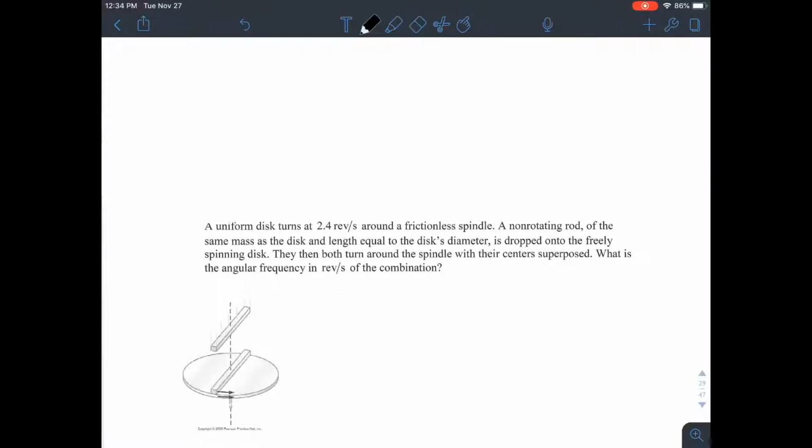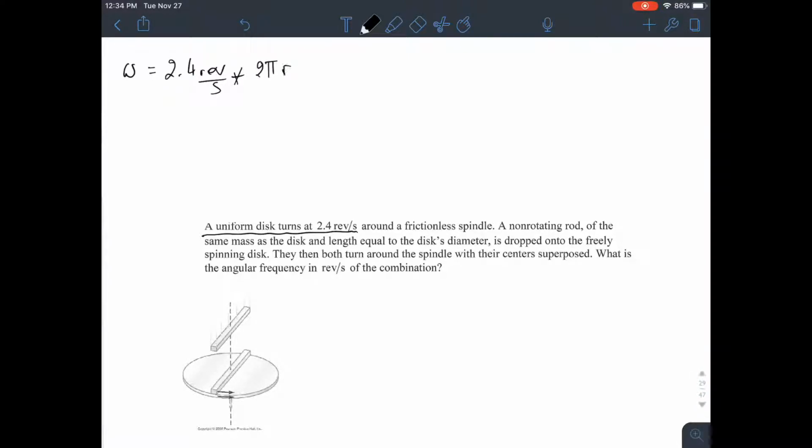So here we have a problem where a uniform disk is rotating at 2.4 revolutions per second. Again, before I get started, I'll just get the simple stuff out of the way. What do I know? There's the angular velocity and it's 2.4 revolutions per second. Even before I get into the rest of the problem, I always need angular velocity in radians per second. So how do I solve that?